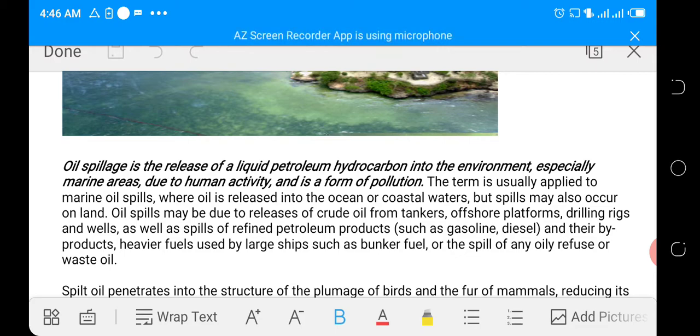Oil spill may be due to release of crude oil from tankers, offshore platforms, drilling rigs and wells, as well as spill of refined petroleum products such as gasoline or diesel and their byproducts, heavier fuel used by large ships such as bunker fuel, or the spill of any oily refuse or waste oil.